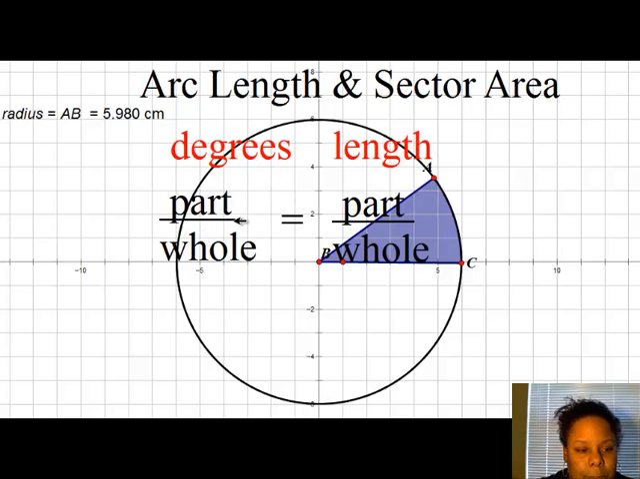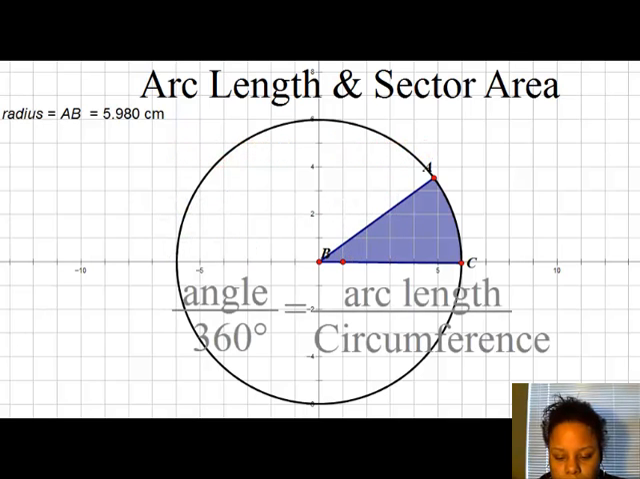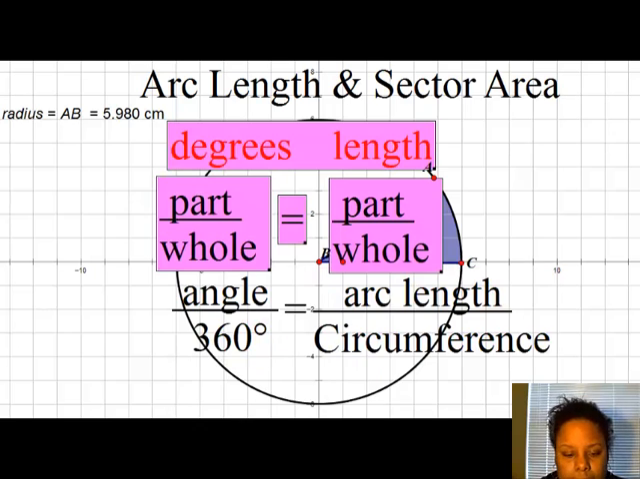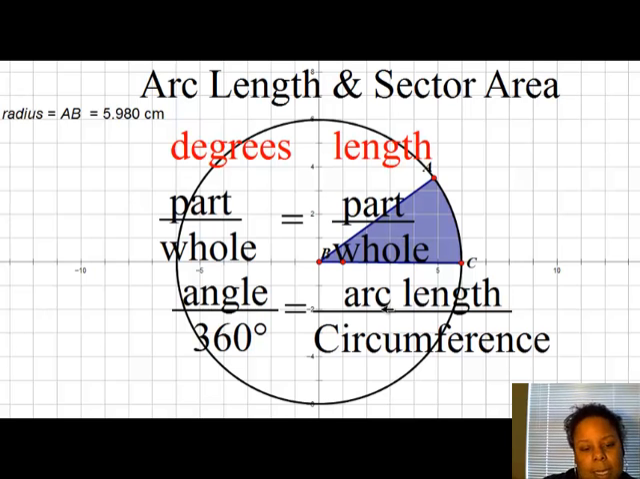We're going to set it up so that the degrees are on the left and length is on the right. It doesn't have to be that way. We can switch it, as long as we're consistent, but I like to put the degrees on the left and the lengths on the right. The part to whole for the degrees is the angle divided by 360, the entire angle measurement of the circle. And the part to whole for the length is the arc length, which is part of the circle, divided by the whole length of the circle, which is the circumference.